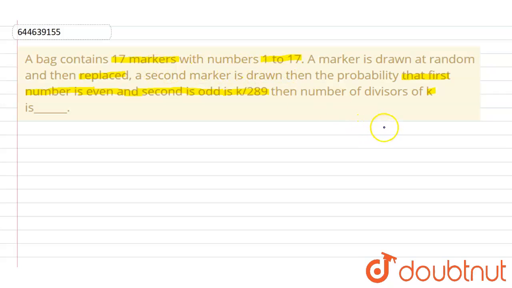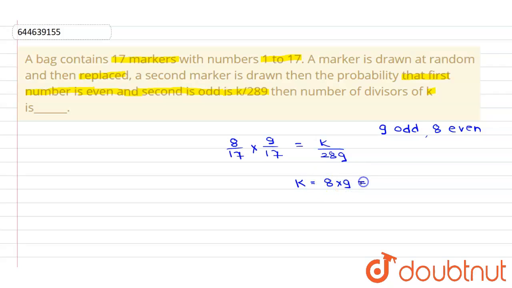Therefore there must be 9 markers with odd numbers on them and 8 markers with even numbers on them. From this we can conclude that the probability that the first number is even will be 8 divided by 17 and the second number is odd will be 9 divided by 17, because we have 9 odd number markers out of 17 markers. Now this is equal to k divided by 289. From this we can write k is equal to 8 into 9, which is equal to 72.